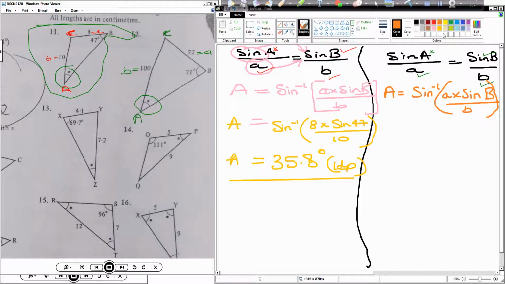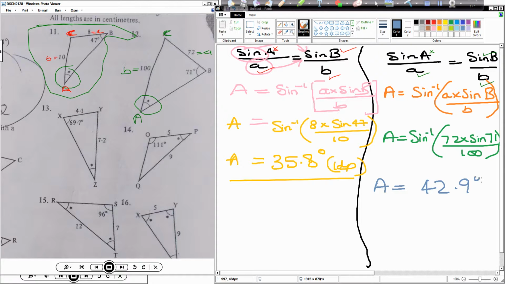Now we need to put in the values. So A is equal to the sine minus 1 of the little a, which is 72, times the sine of the big B, which is 71, over the little b, which is 100. So the final answer, what is the answer, folks? A is equal to 42.9. Is that one decimal place? Yeah. Done. So those are the two classwork examples that we just did.